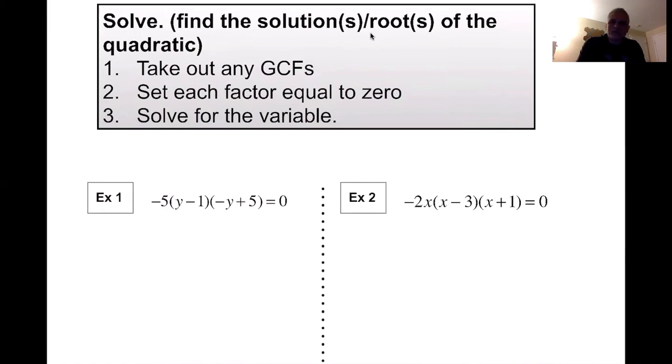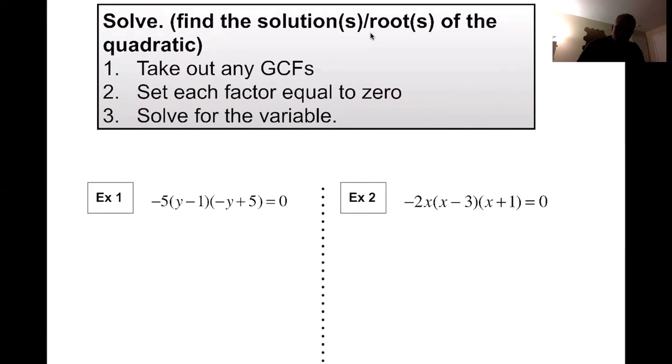Now we're just going to set our equation equal to 0, and we're going to solve for x. Step 1 is always to take out any GCFs, always factor them out. Step 2 is going to be set each factor equal to 0. Because if I have two different things that multiply to give you 0, if either one is 0, that's a solution. Then solve for the variables.